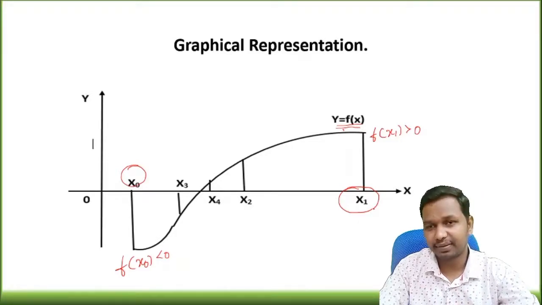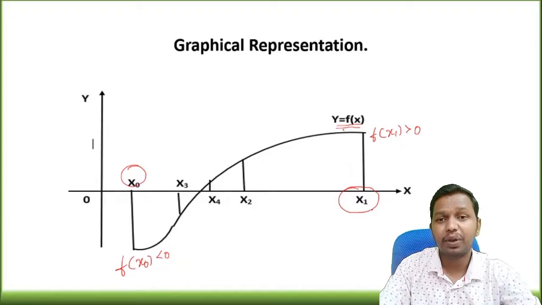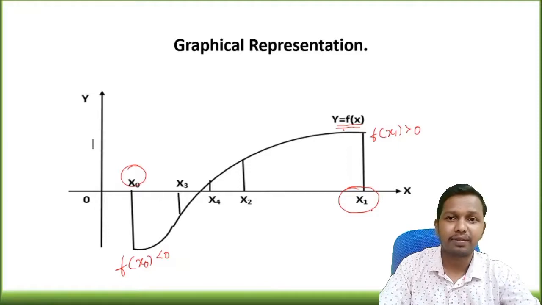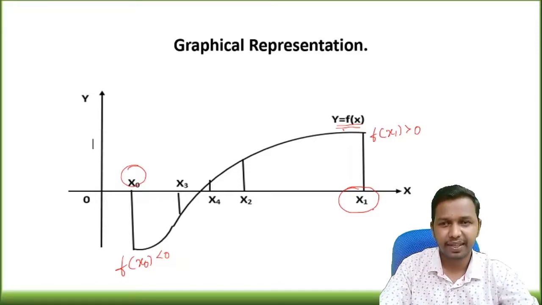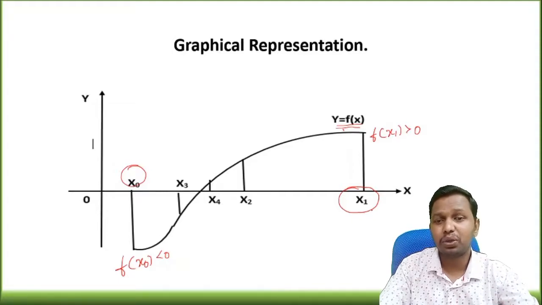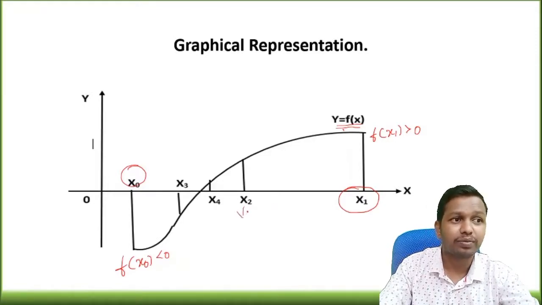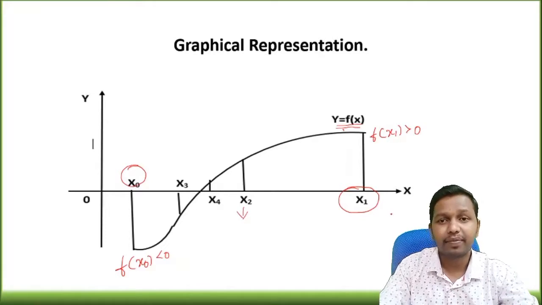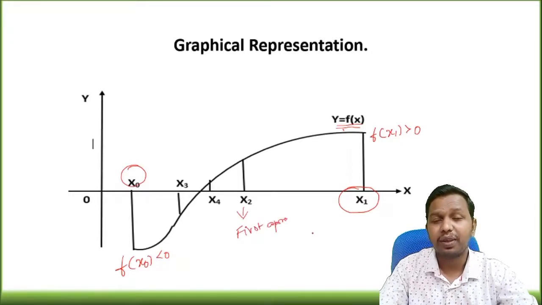So, bisect is nothing but we have to cut into two equal parts. We have to cut the given interval into two equal parts. Therefore, I made the interval x0 to x1 into two equal parts. That middle point I have taken as x2. x2 is the middle point of x0 and x1. Next, x2 is the first approximation.